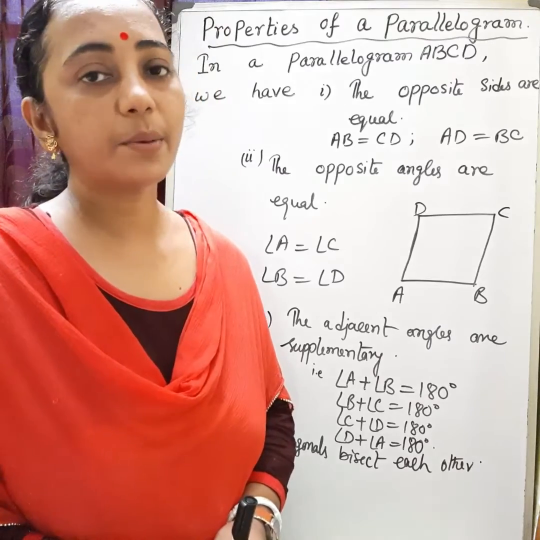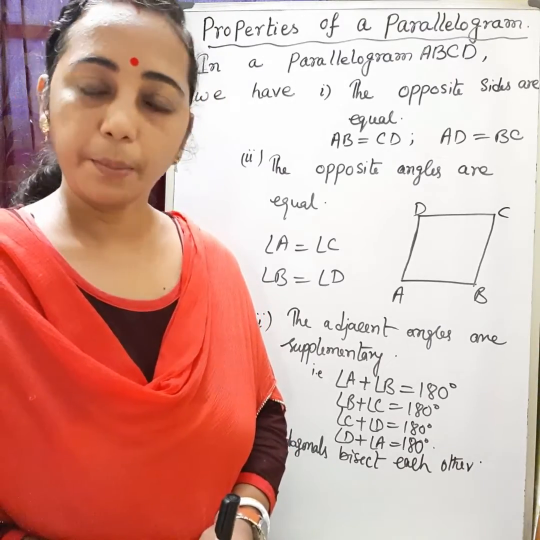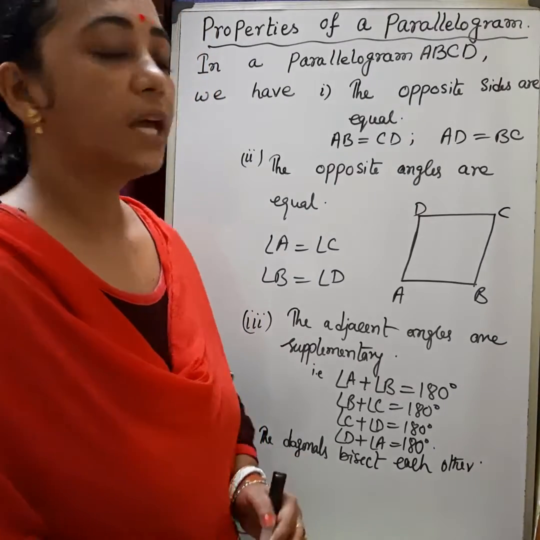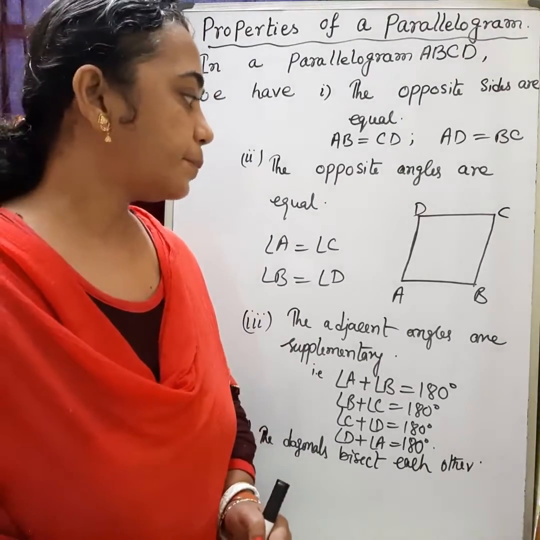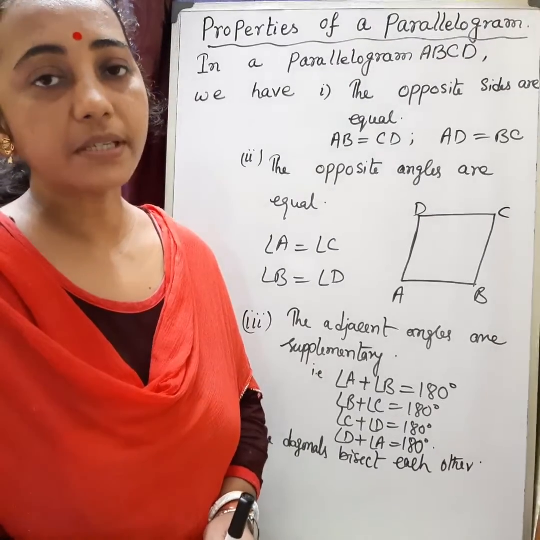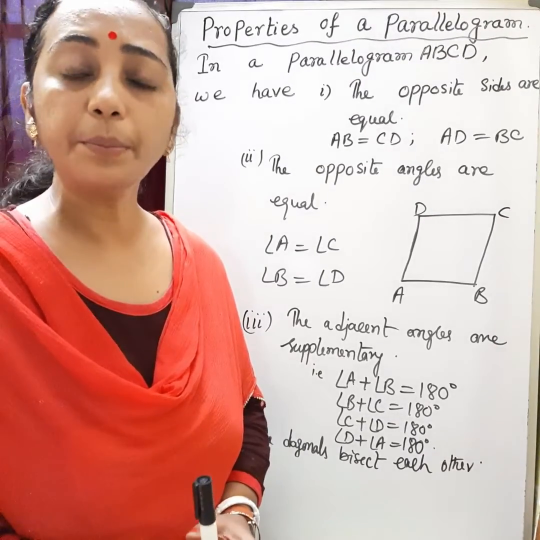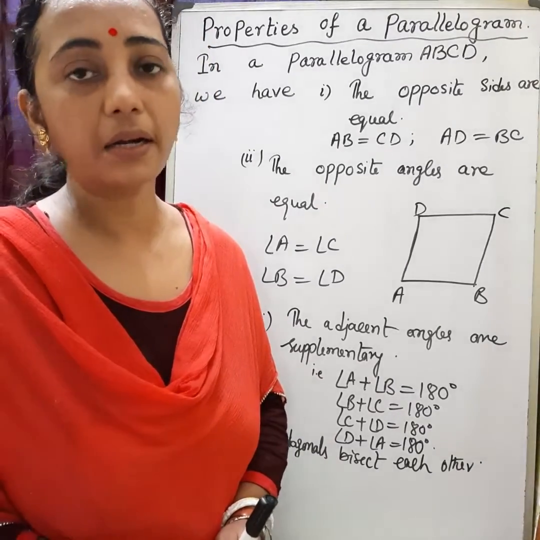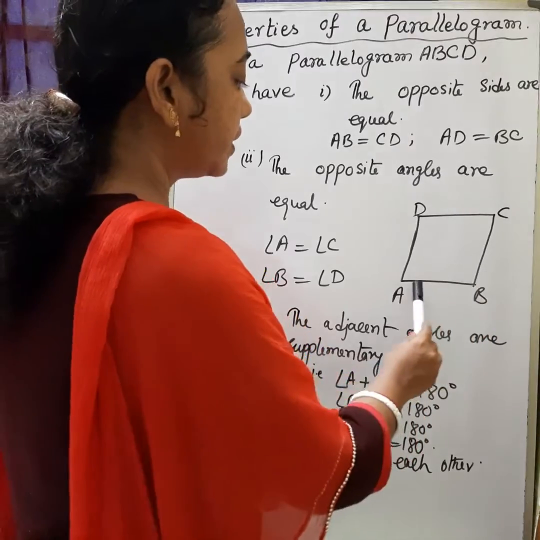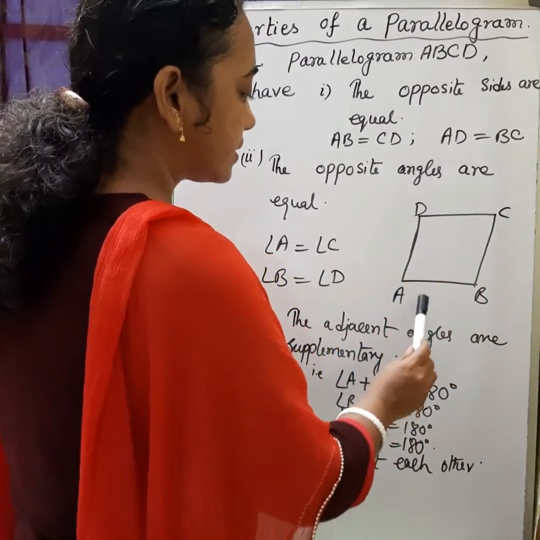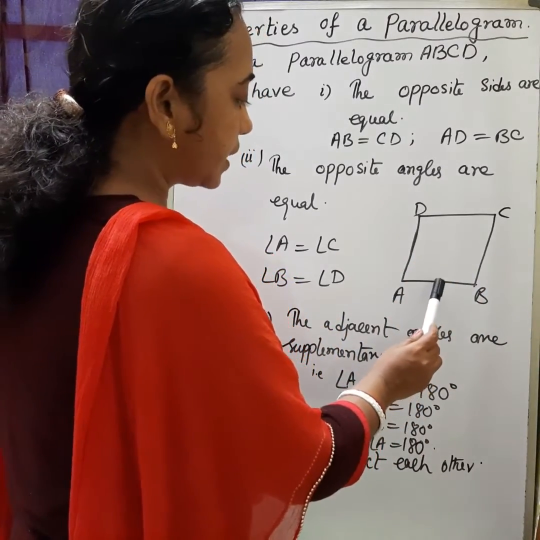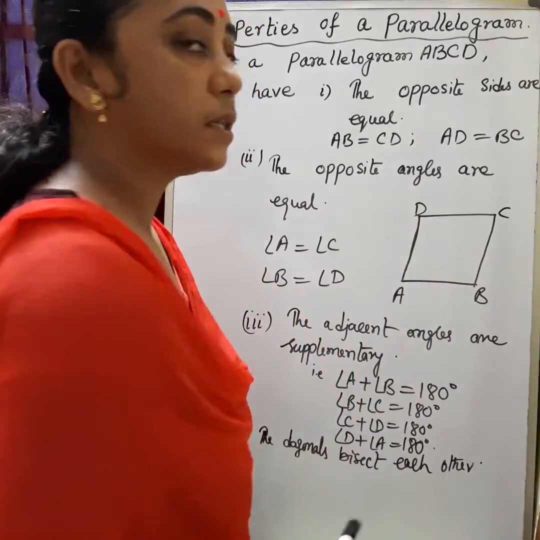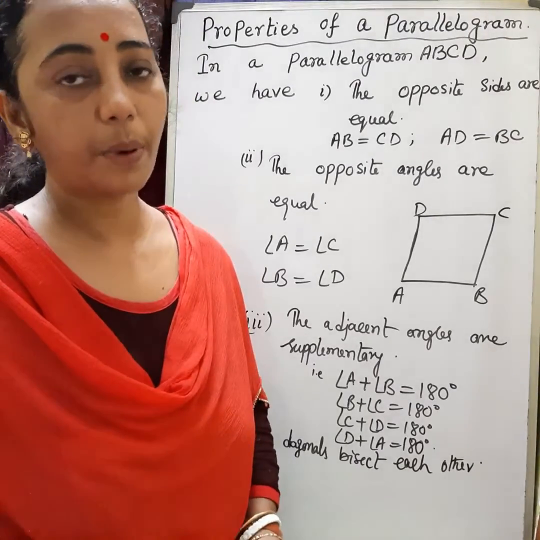Now, there are some important properties of a parallelogram. Let us know them. What are the properties of a parallelogram? In a parallelogram ABCD, the opposite sides are equal. That is, from figure ABCD, we can say if ABCD is a parallelogram, then AB is equal to CD and AD is equal to BC. This is one of the properties of a parallelogram.